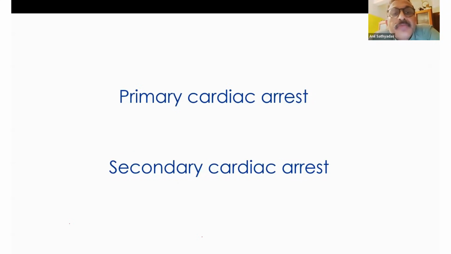Cardiac arrest is divided into two, called primary and secondary. Primary is basically a problem of the heart. The typical example is an MI. Then it could be pericardial tamponade, a valvular pathology, myocarditis, cardiomyopathies. And secondary cardiac arrest is because of some other cause rather than the heart. The typical example is a hypoxic cardiac arrest, and that usually occurs more commonly in children as well as in drowning victims.